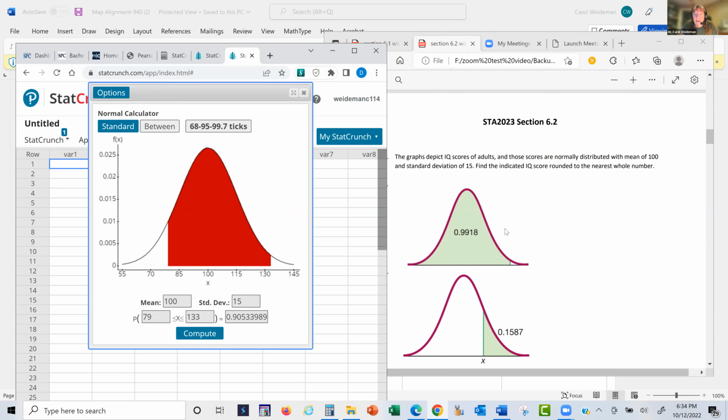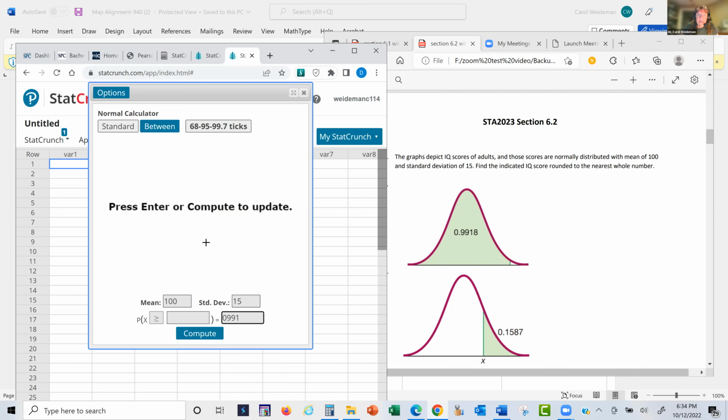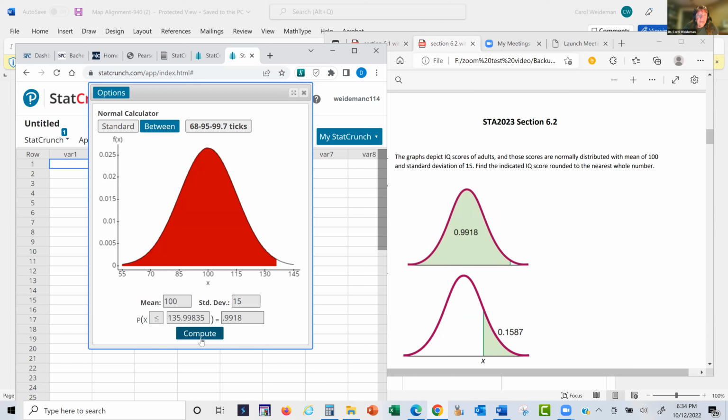So, okay, so now you're going to go back to the standard, and you're going to go again, just like you did before. You're going to put the area over here, the probability 0.9918. Oh, I want to go less than, because I want to go on that side. So I want to put in 0.9918, compute. Okay, so an IQ score of about 136, 99.18% of people would be expected to have an IQ score below 136 rather.